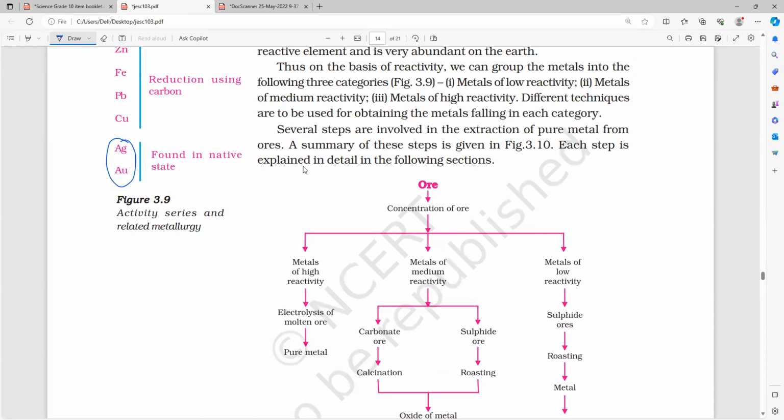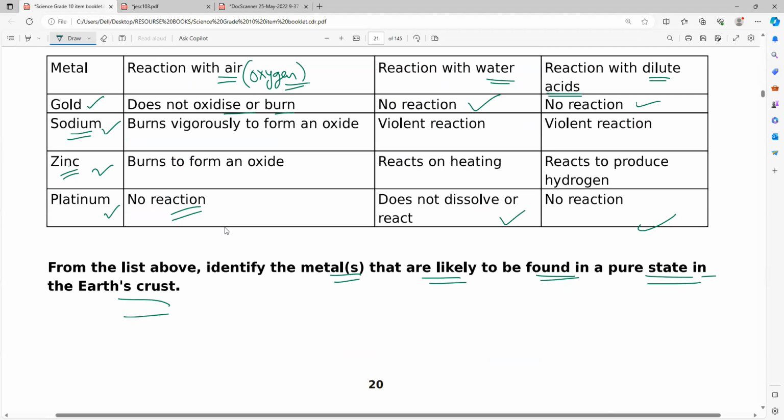Gold, silver, platinum: native state. It is in the NCERT book. Found in native state means pure under the earth's crust. That's all it is. Gold and platinum. All of you clear? Definitely the question will be from that. So please, all of you, make sure the tabular column is printed in our mind. That is my expectation from everybody. Not only gold, gold and platinum both. Okay. Next question.